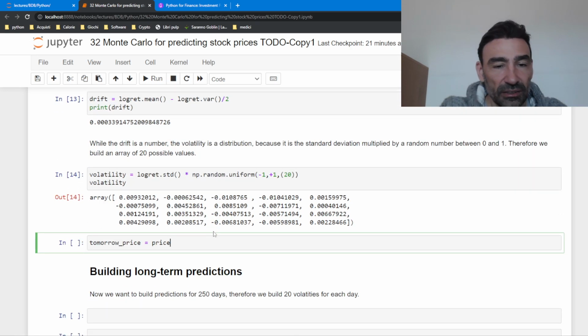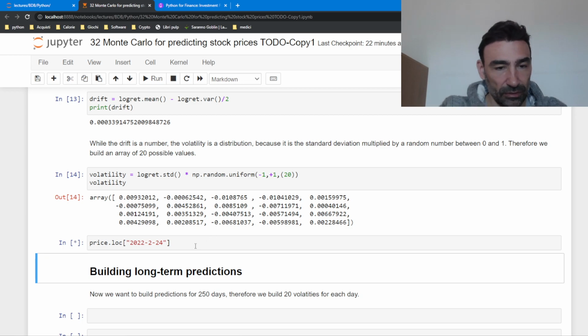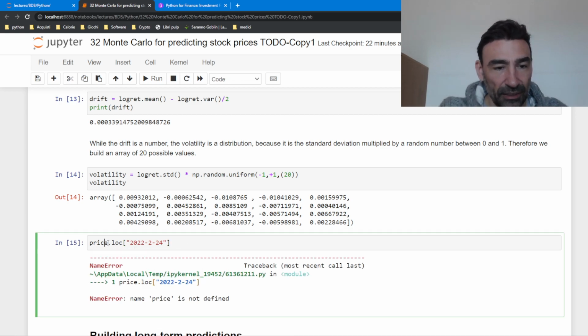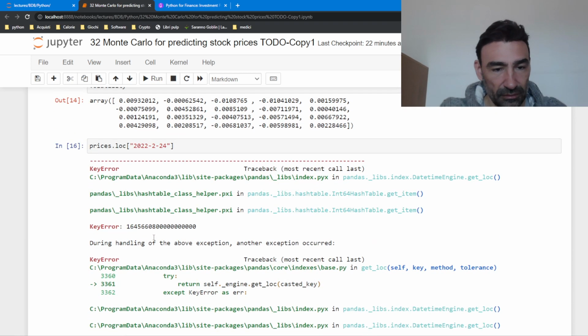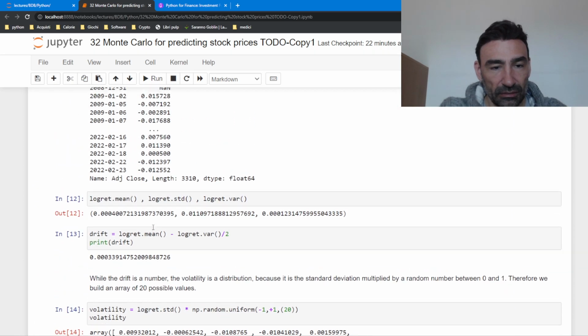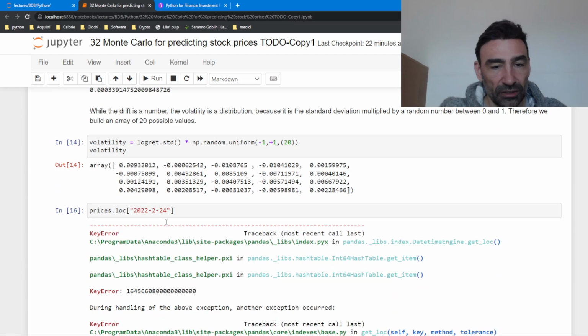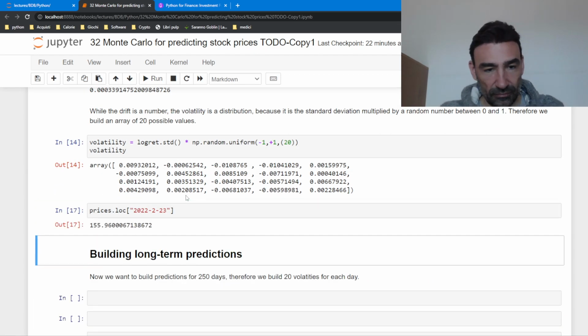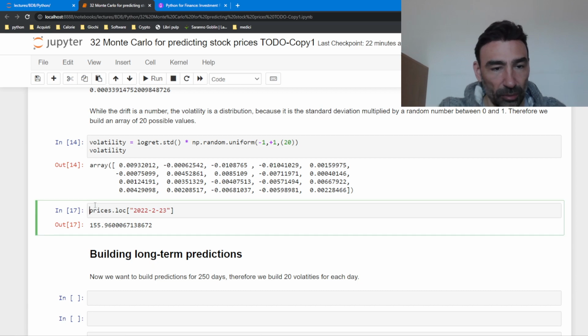It's a series, and they can get it like this. Today is the 2022-2-24. Let's see, just to see whether I can get. There are other ways to get it, but no. It's stuck. Prices. No, you cannot extract. Okay, so it's not tomorrow price, but it's today price equal.